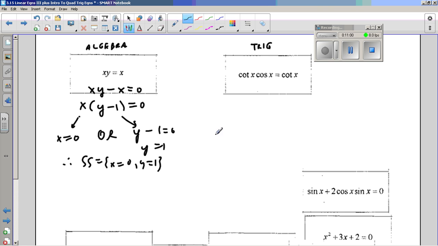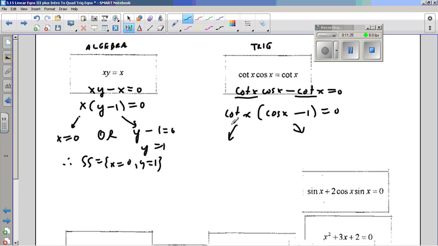They're done. But how does this fit in with my trig equation? Well, it's the same thing. I can't just cancel. I'm going to move the cotangent over to this side equal to 0, and then I'm going to factor out the common factor of cotangent. In the brackets, I have cos x minus 1. And then here, I get two equations. I get cotan x equals 0 or cos x minus 1 equals 0. Two trig equations. And now how do I solve this?